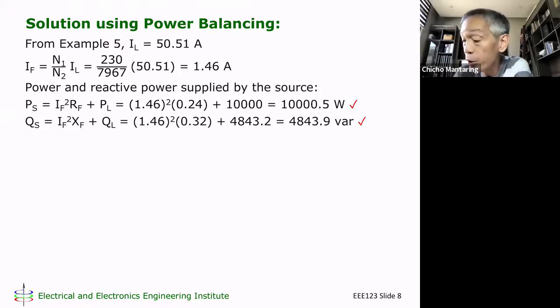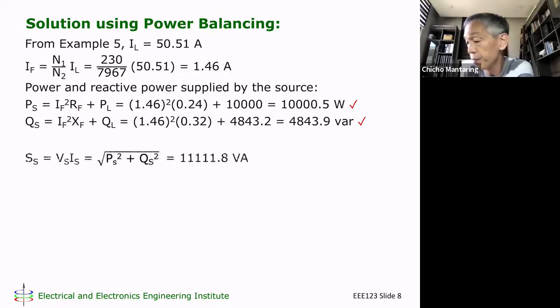Why was it significantly reduced? Because we were able to reduce I of F. We were able to reduce the feeder line current. Originally, it was the same as the load current, but because of the transformer, it is now reduced. Okay, the apparent power delivered by the source is just the square root of the power squared plus the reactive power squared. And I get 11,111.8 volt amperes.